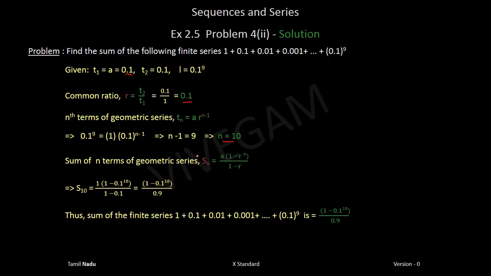Now we have the a value, which is 1, we have the r value, 0.1, and we have the n value. So substitute all these three in this equation. You'll get S10, because n equal to 10, equal to a, which is 1, into open bracket 1 minus r to the power of n, that is 0.1 to the power of 10, divided by 1 minus 0.1. So this is 0.9. This will become 1 minus 0.1 to the power of 10 divided by 0.9. So this is the final answer. The sum of this series is equal to 1 minus 0.1 to the power of 10 by 0.9.